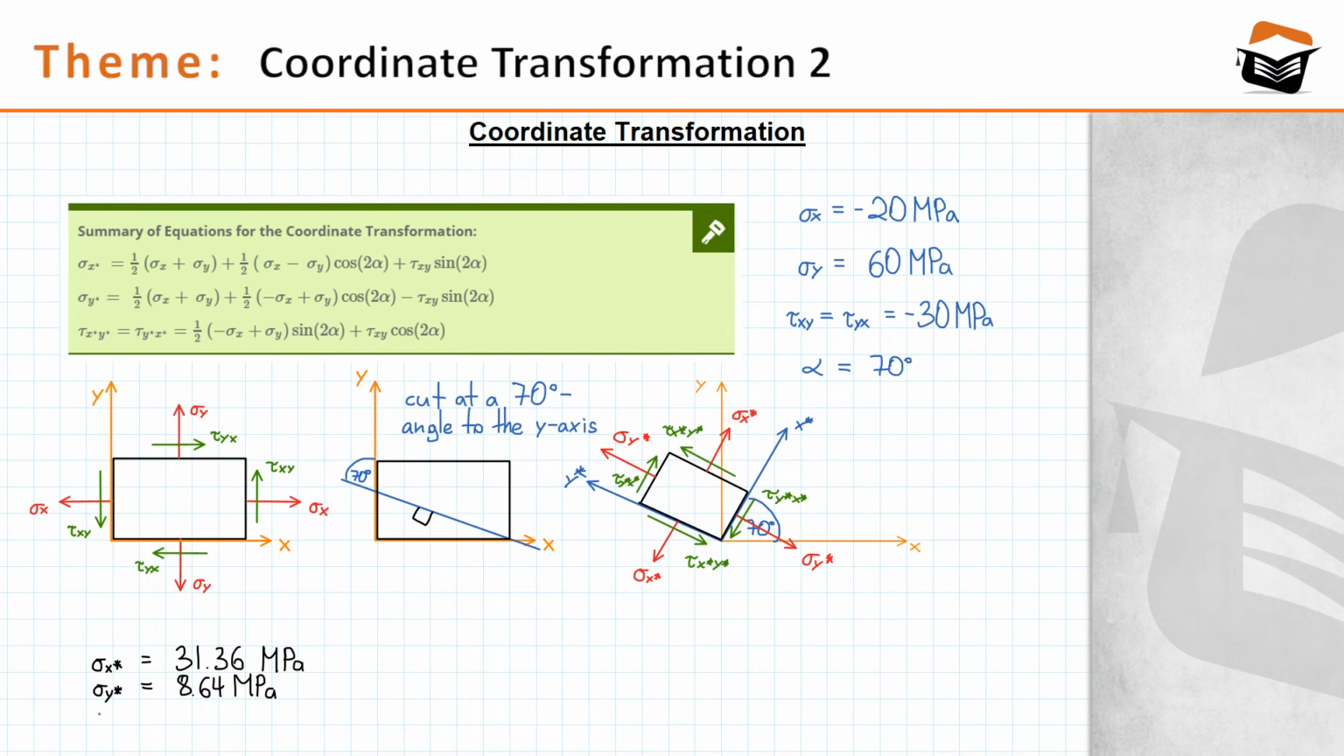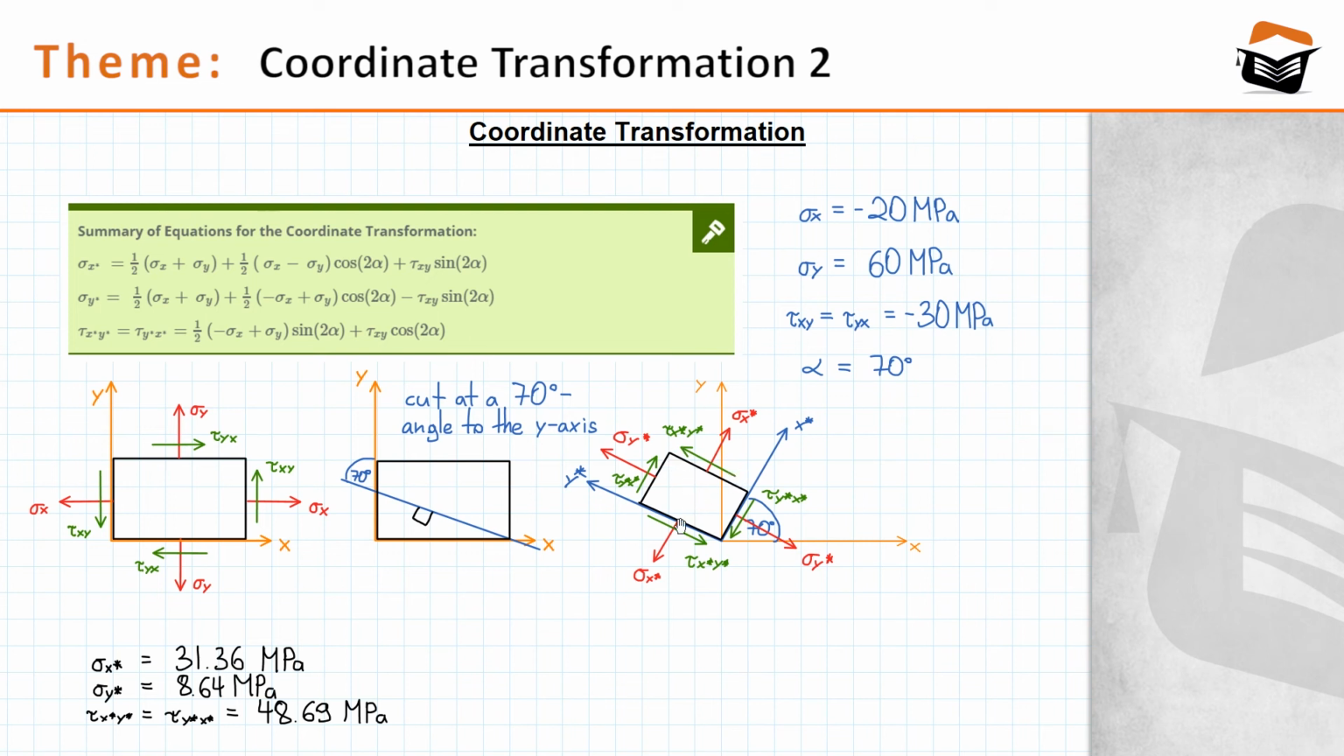And tau x star y star, which is also equal to tau y star x star, is equal to 48.69 megapascal. And because the magnitudes are all positive, the directions of stresses on the area element in the new coordinate system are the same as indicated by the arrows here.